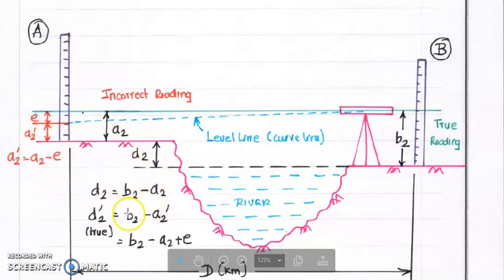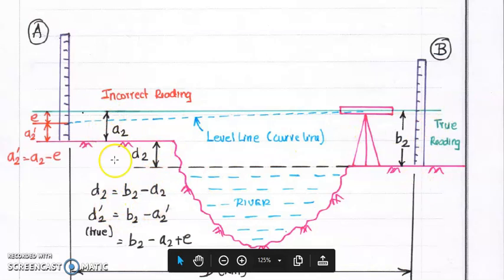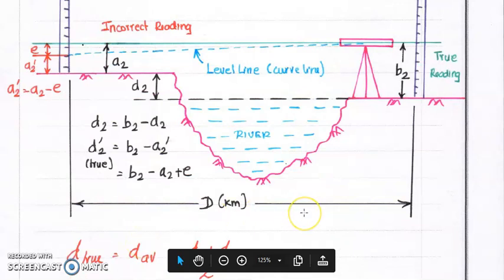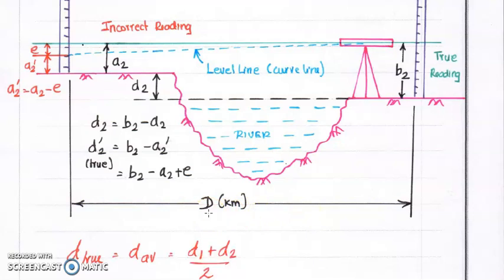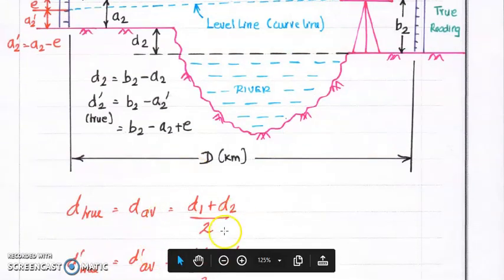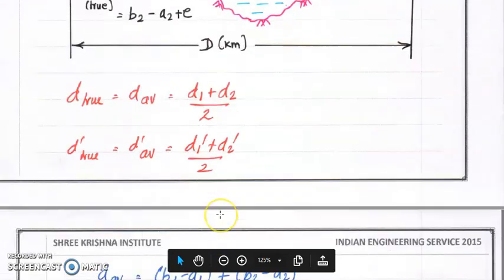Previously you got D1. So D2 is nothing but B2 minus A2 dash. So this is D, the same D. This D will be constant for both cases because it never changes. Both the leveling staff at A and the leveling staff at B will never be changed. So the true difference equals D1 plus D2 by 2. So this is the average distance.